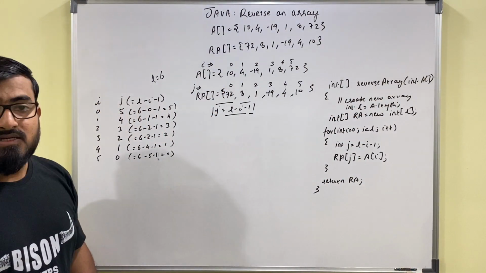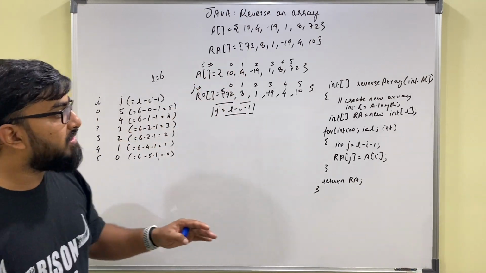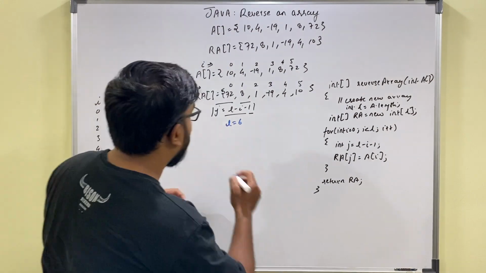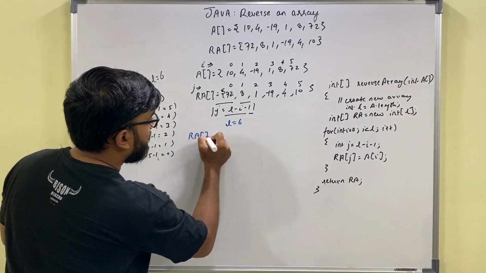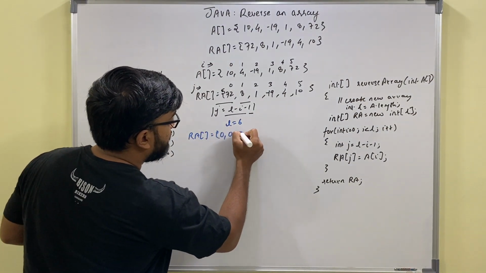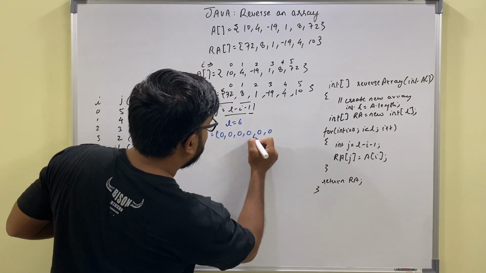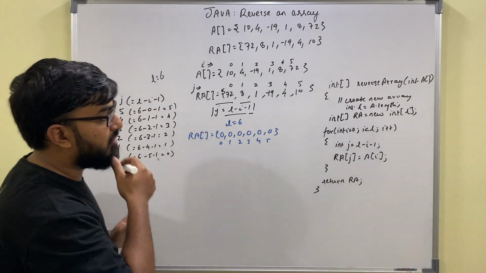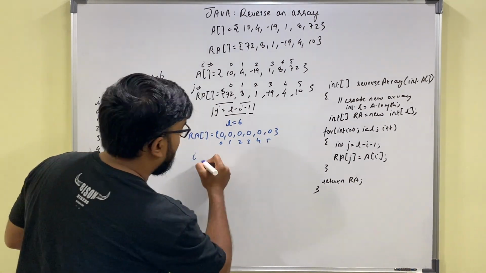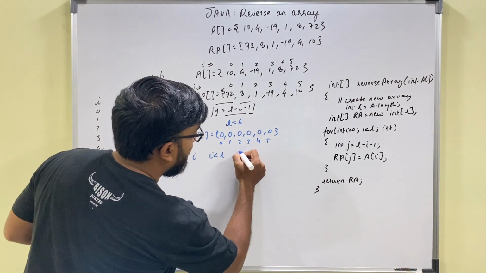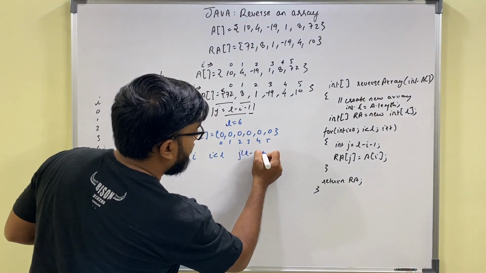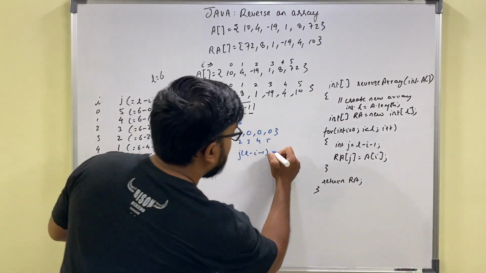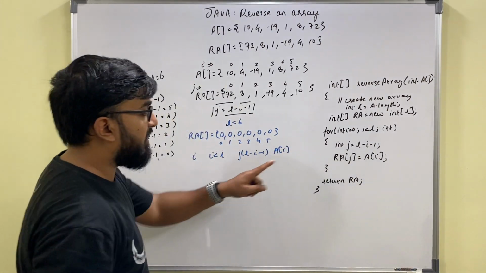So let me try this quickly for the given example. I have L as 6, which is the length of this array. We have a fresh array of length 6, so all indices 0, 1, 2, 3, 4, 5 are going to have value 0. We have i less than L, we have j as L - i - 1, and then we have RA of j equal to A of i. So we take A of i and set it to RA of j.